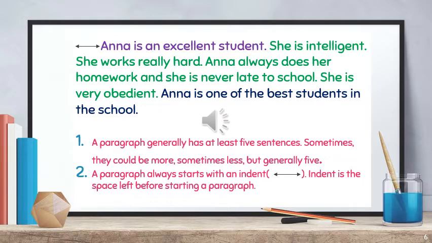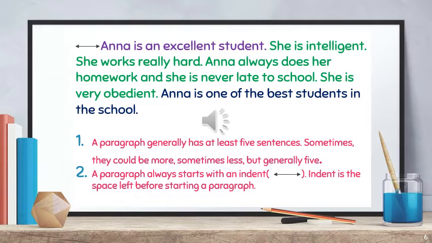Now the detailed sentences. Detailed sentences are the ones in green. She is intelligent, she works really hard. Anna always does her homework and she's never late to school. She's very obedient. Now, all of these sentences are supporting the main idea of the paragraph. What was the main idea? That Anna is an excellent student.